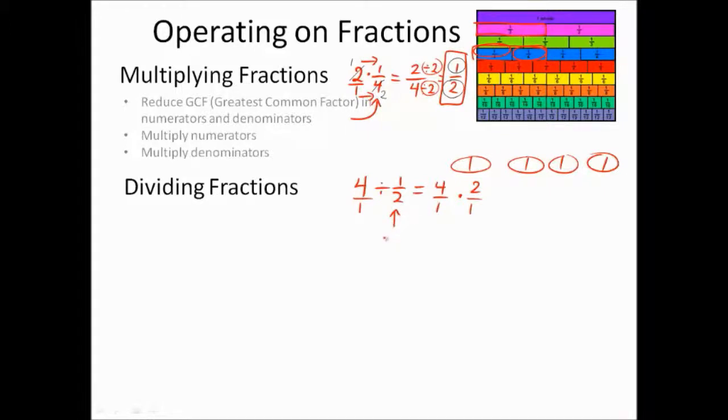So you're always going to flip that second fraction and multiply by it, and it's always going to work out that way. So really you have 8 pieces, 8 times that a half fits into 4. And that's 8 over 1, which is also 8. So you're going to multiply the first fraction by the reciprocal or the flip of the second fraction. Then you just follow as you did with multiplying fractions.